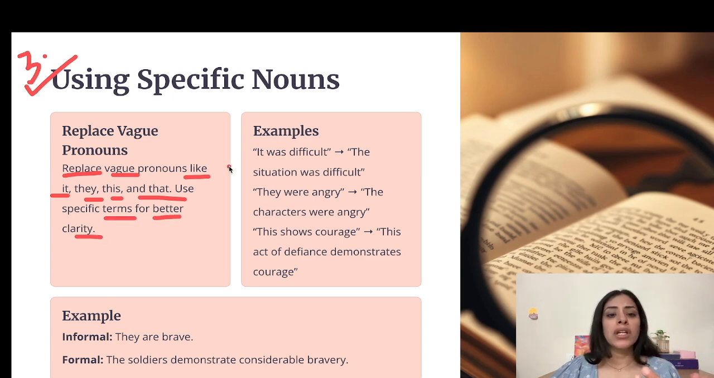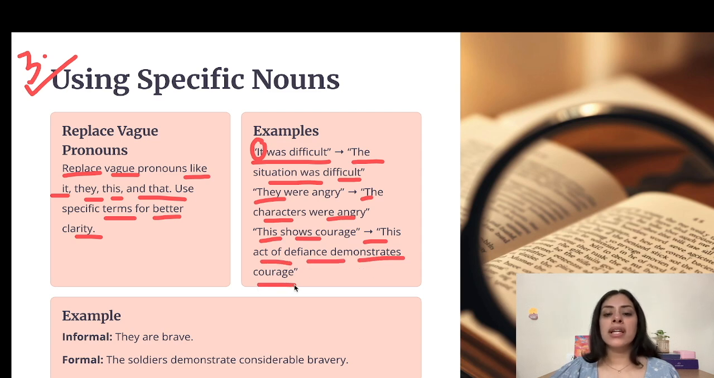I'll tell you how. Instead of saying it was difficult, mention what it is, in this particular example, the situation was difficult. Instead of saying they were angry, the characters were angry. This shows courage. This act of defiance demonstrates courage. So instead of writing it, they, this, sometimes it gets vague and it makes the examiner a bit grumpy as well. So be specific when you're mentioning something specific.